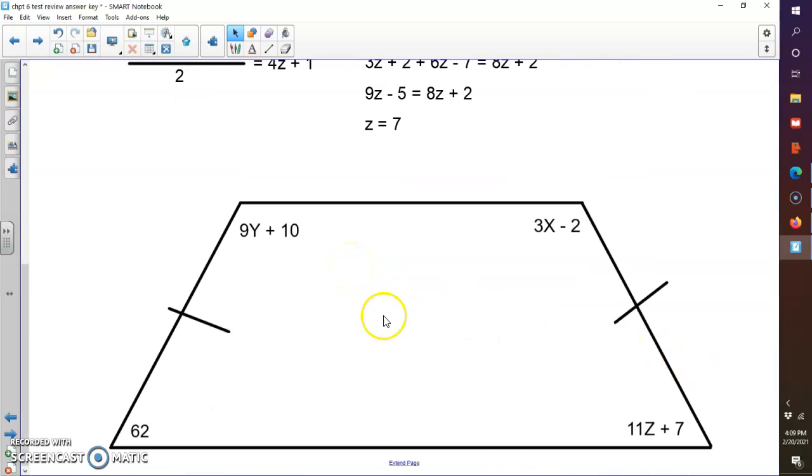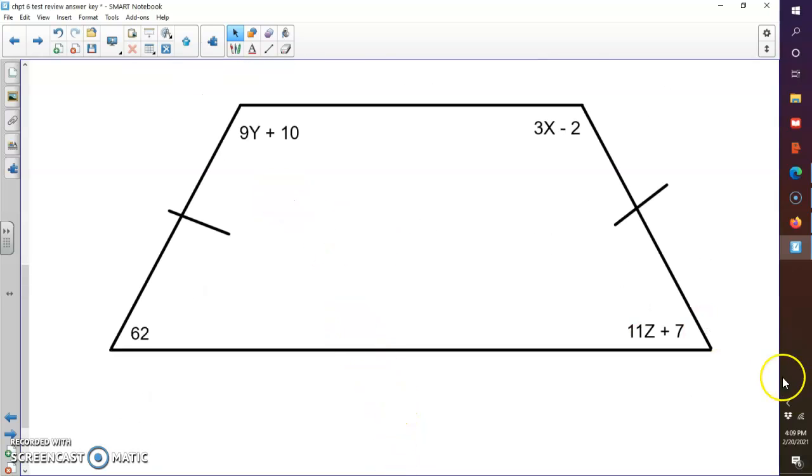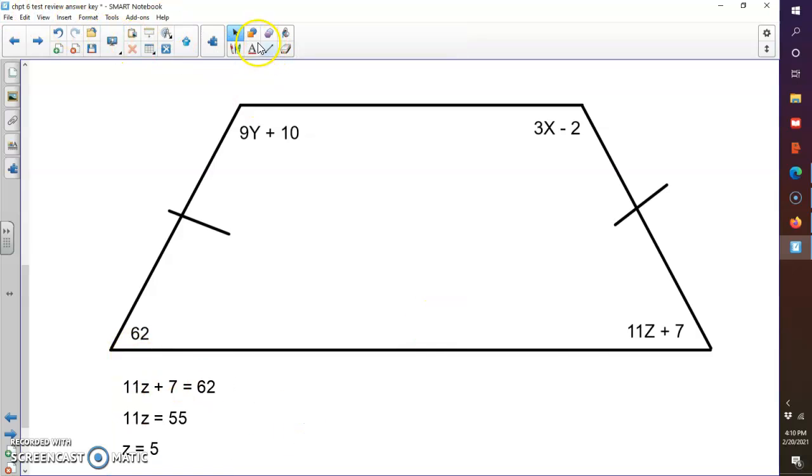When you have an isosceles trapezoid, essentially you just need to know that diagonals are congruent. I know there's no diagonals in here, but we know that diagonals are congruent in an isosceles trapezoid and that the base angles are equal. So literally 11z plus 7 has to equal 62. So 11z equals 55 and z equals 5. Therefore, this angle right here is going to be 62.